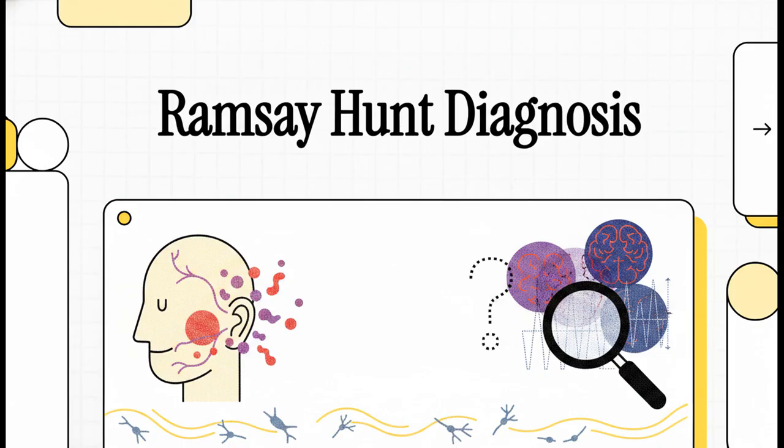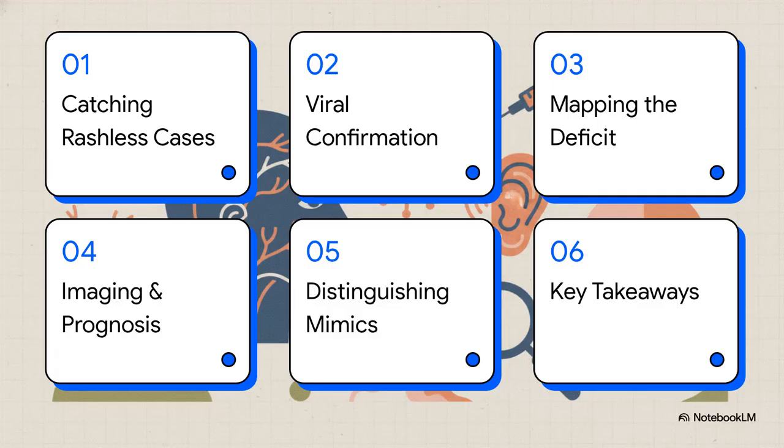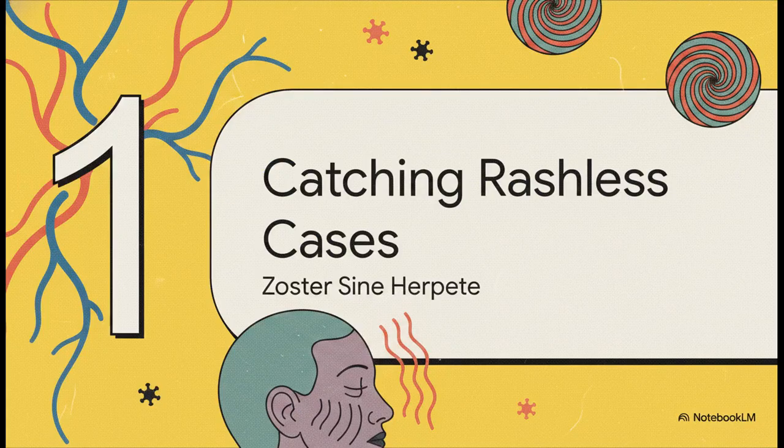Because catching it early fundamentally changes how we approach facial palsy in the clinic. Here's the clinical diagnostic funnel we're going to walk through today. We'll start by catching that tricky rashless case, then look at virological confirmation, map out the audiovestibular deficit, cover exactly when to scan, distinguish the differentials, and finally wrap up with our key clinical takeaways. Let's dive right in. Section 1.